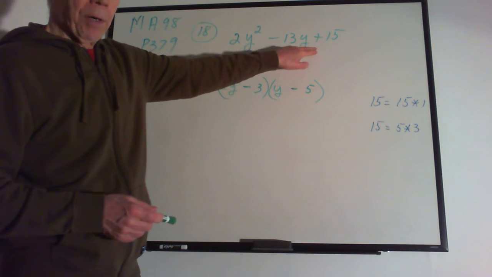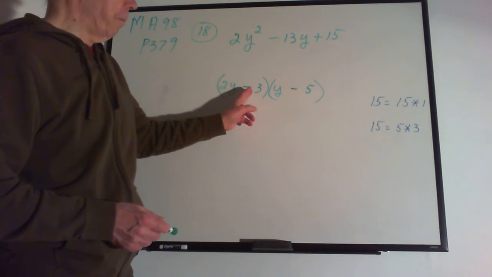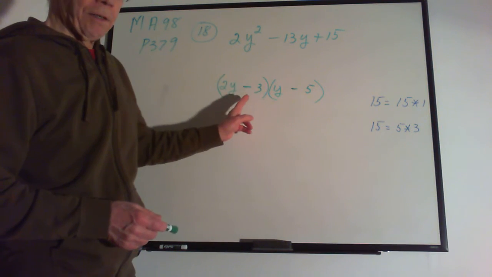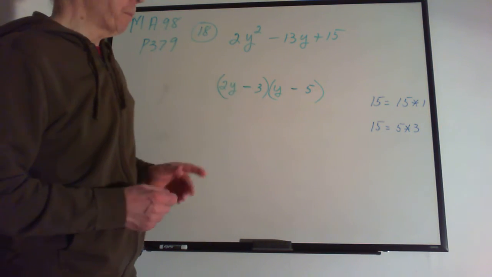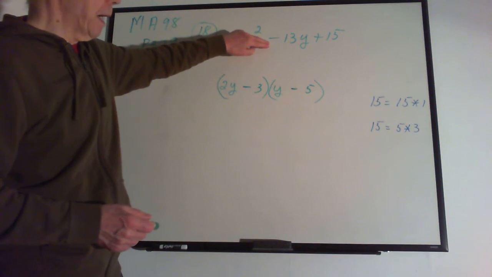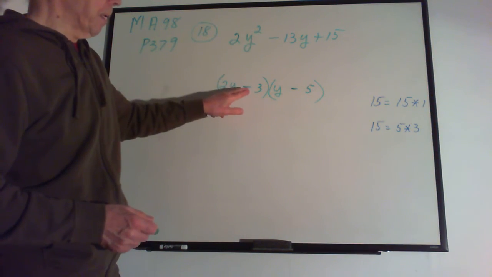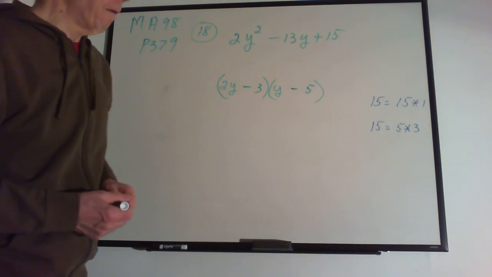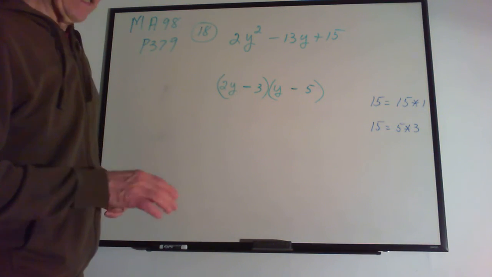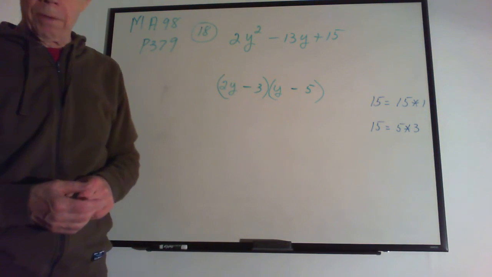Now this is a positive, which tells me either both of these are going to be minus, or both of them will be positive. Because this is minus 13, I know it's going to be a minus 3 and a minus 5. Okay, multiply that back out.